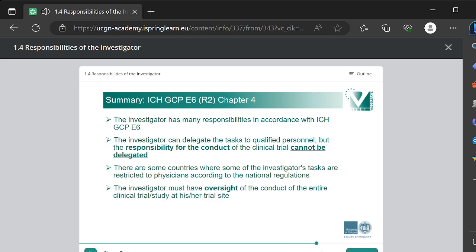Another important point is that the investigator must oversee the conduct of the entire clinical trial at his or her trial site.